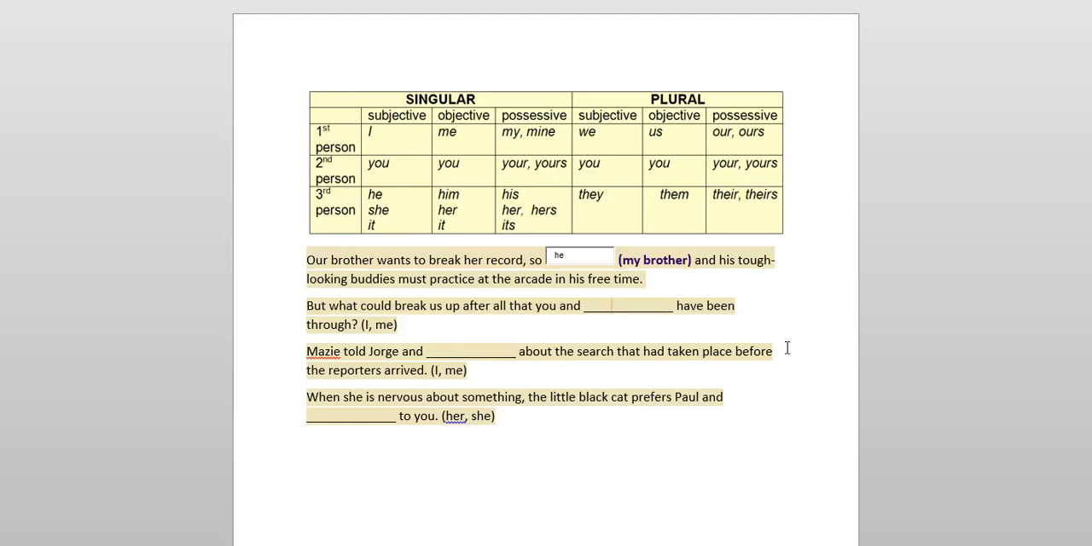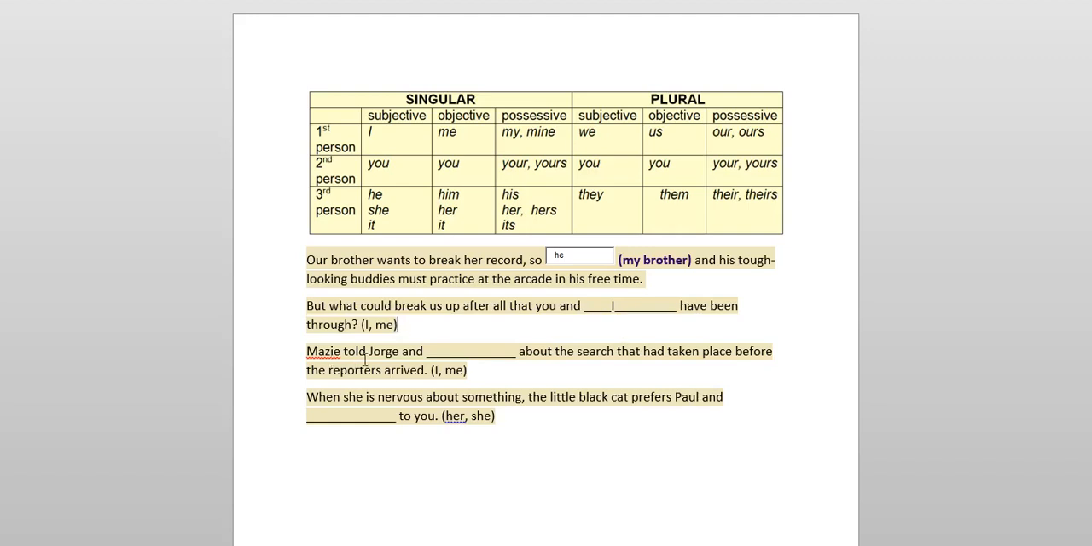All right, but what could break us up after all you and I have been through or you and me have been through? All right, again, it's not right at the beginning of the sentence, and so it might require a little bit of thought. So what's the subject of this verb? It would be you and I, because you is a subject of this verb, and then the pronoun that we put here is also going to be a subject of this verb. And so we need I. I have been through all of this. I am the subject of this verb, so we need the subjective pronoun.